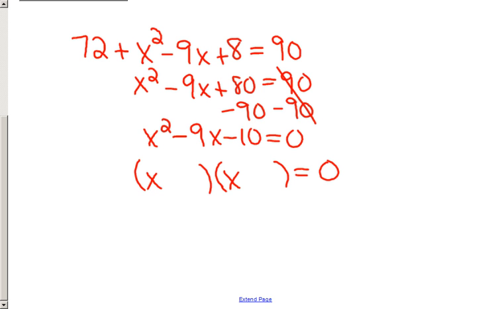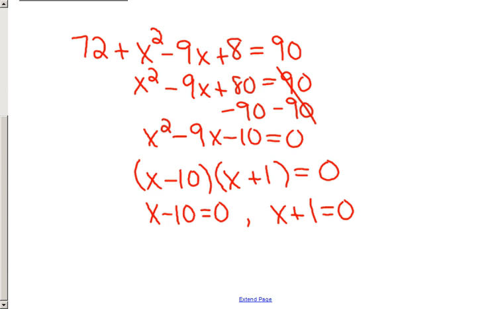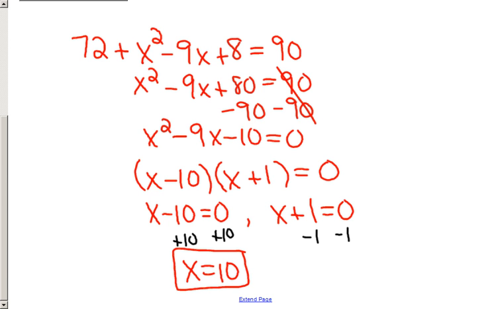If I were to do MAF, two numbers that multiply to negative 10 but add to negative 9 are negative 10 and positive 1. Now I can set each of these factors equal to 0. X minus 10 equals 0, and x plus 1 equals 0. When solving for x, I would add 10 to both sides here, leaving me with an x equals 10. Here I would subtract 1 from both sides, leaving me with an x equals negative 1.